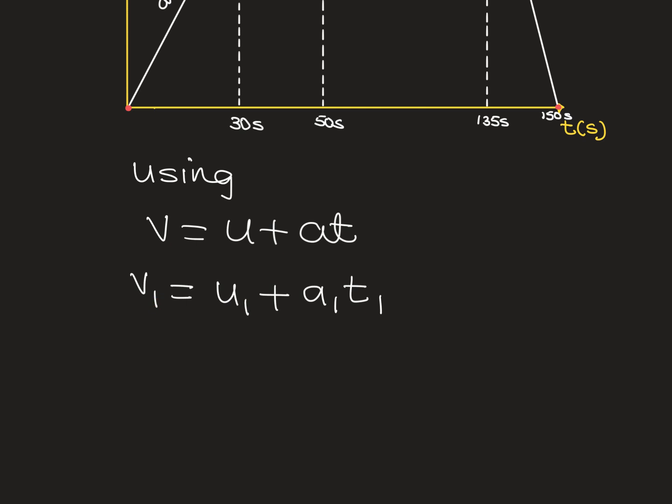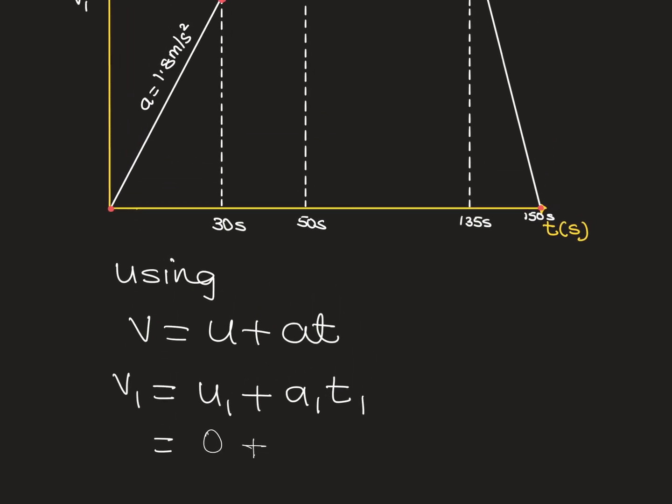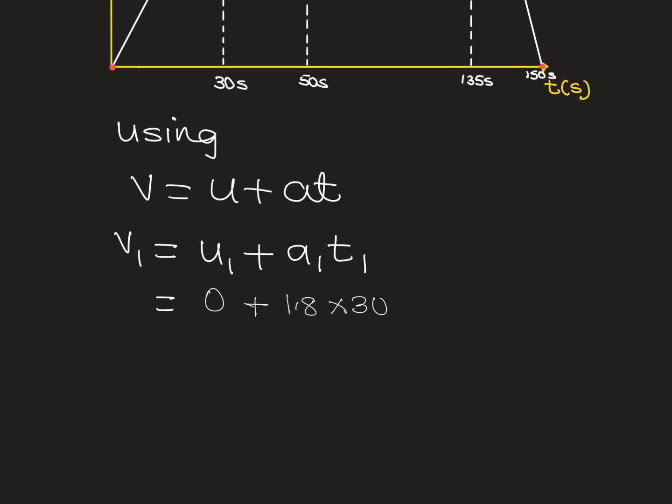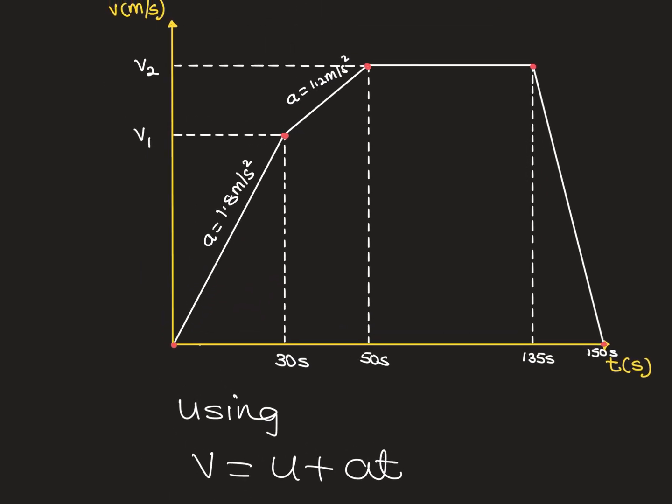The 1 indicates that we are referring to the first phase of the motion, that is the first acceleration phase of the motion. Okay, so that will be U1, the initial velocity will be 0 since the car starts from rest, plus the acceleration is 1.8 meters per second squared, multiplied by the time interval, which was 30 seconds. So that will be 1.8 times 30, and it will be 54 meters per second. So which means V1 is 54 meters per second. And instead of writing V1 here, I can just write 54 meters per second.